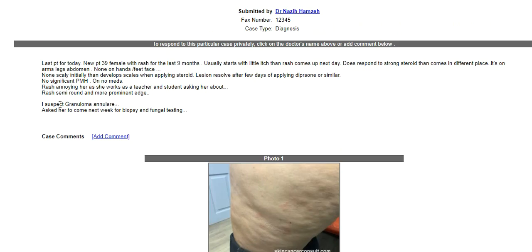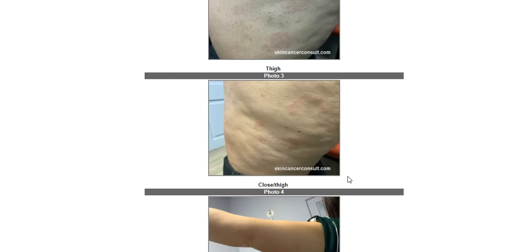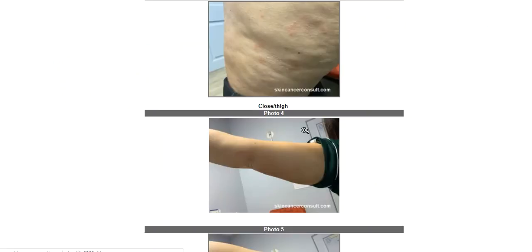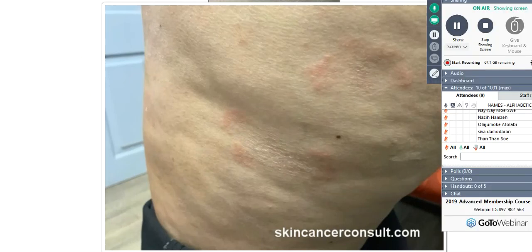Rash, semi-round, more prominent edge. Yeah, you're going to do scrapings for fungus anyway, and a biopsy from the edge as well. If there's scale there, though, I really wouldn't expect granuloma annulare, and that really does look as if there's a bit of epidermal involvement. So do your scrapings. When you do your biopsy, ask for a PAS, and also just put down query chronic superficial dermatitis or parapsoriasis, and see what the pathologist says.